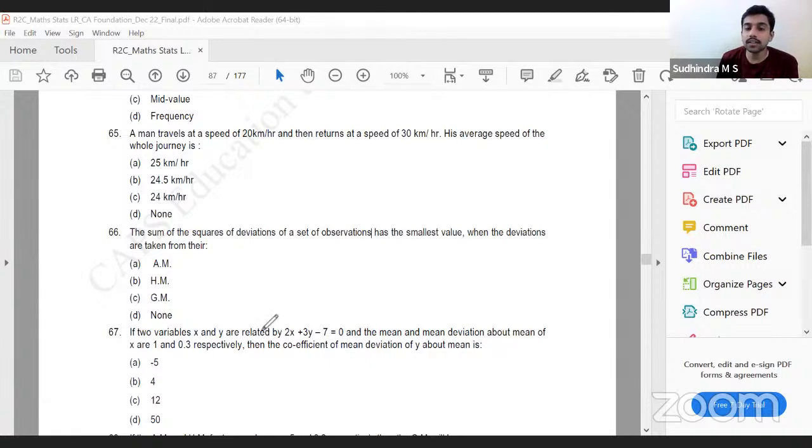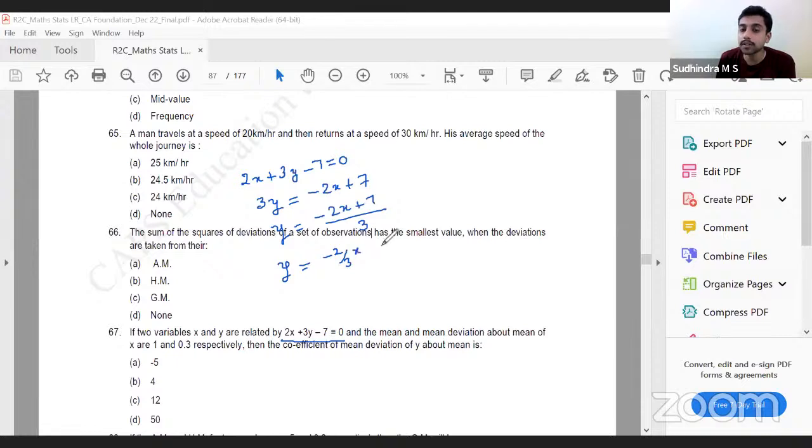So whenever they give us such equations, what should we do? We should express it in the form of y is equal to a plus b into x. Correct? So 2x plus 3y minus 7 is equal to 0 can be expressed as 3y is equal to minus 2x plus 7, or y is equal to minus 2 by 3x plus 7 by 3. Right? So here they have given us arithmetic mean of x as 1, mean deviation of x as 0.3. They're asking us coefficient of mean deviation of y.